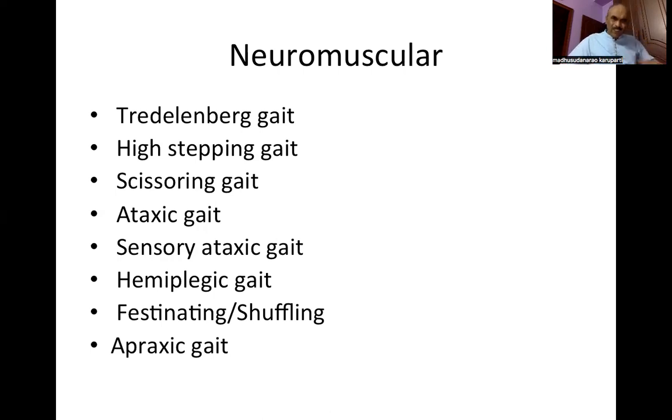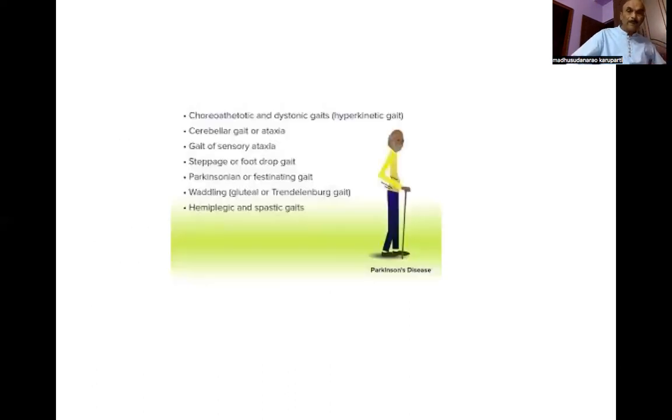Apraxic gait is not incoordinated; the patient is unable to initiate the command. The command is sent from the center, but he is unable to initiate the act. He does not know what to do. We tell him to start walking, and he feels difficulty in initiating the voluntary act. So this is the patient with Parkinson's disease.